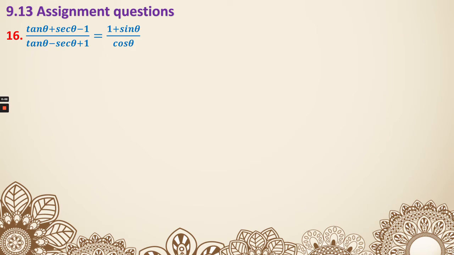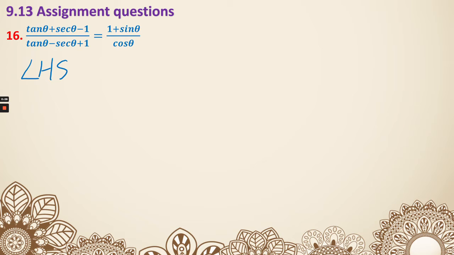In this video, we are going to talk about question 16 from our 9.13 assignment. Let's have a look. For this question, you might feel like, well, this is very complicated and the right side is sine and cosine, so maybe I should change them into sine and cosine. Well, that could be one way, but that's actually going to be a very complicated way because the left side is a very crazy fraction.